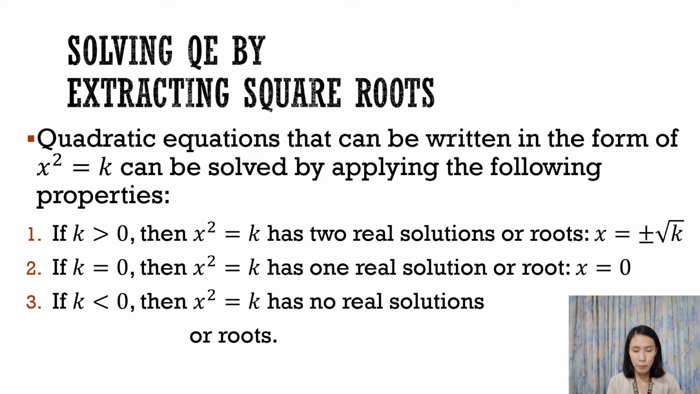Property number 2: if k is equal to 0, then x squared is equal to k has one real solution or root, that is x is equal to 0. And the last property: if k is less than 0, then x squared is equal to k has no real solutions or roots.